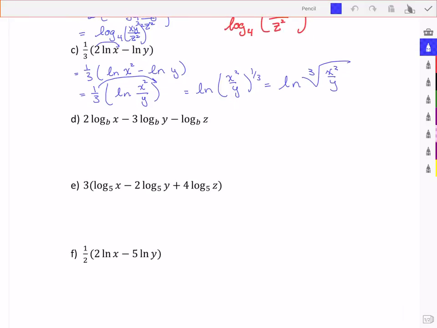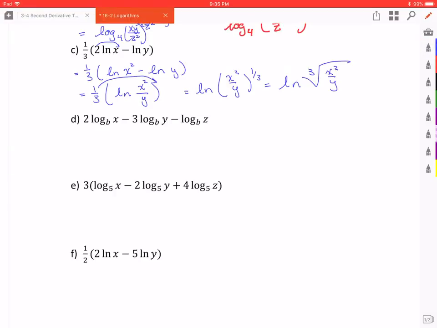Okay. So I left 3 there for you. I've got 2 log base b of x minus 3 log base b of y minus log base b of z. 3 log base 5 of x minus log base 5 of y plus 4 log base 5 of z. And 1/2 2 natural log of x minus 5 natural log of y. So you can practice those on your own and just check the Blackboard notes to see what the answers are.